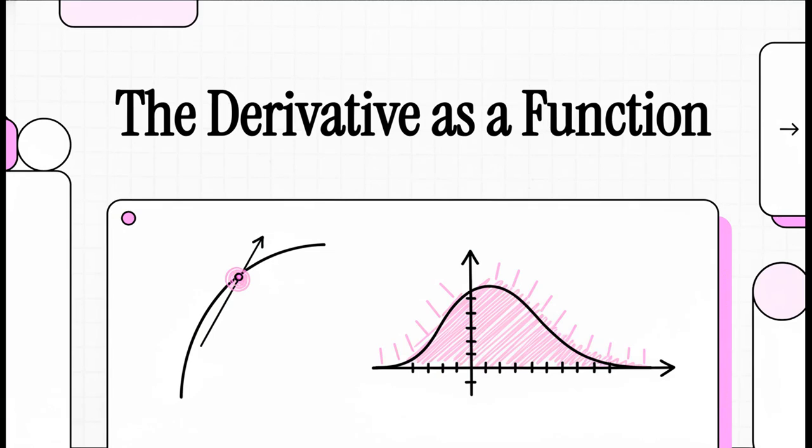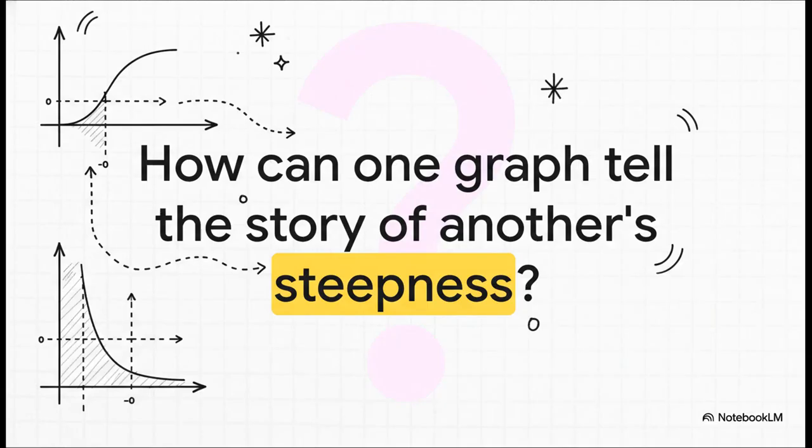All right, today we're going to take one of the biggest ideas in calculus, the derivative, and give it a massive upgrade. We're going to move way beyond just finding the slope at a single point, and instead, we're going to build this incredible new function that tells us the slope, the rate of change, everywhere on a curve. So how can one graph possibly tell the story of another one's steepness?